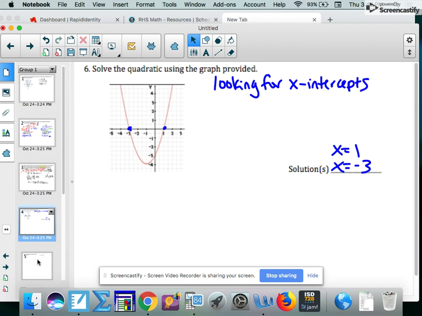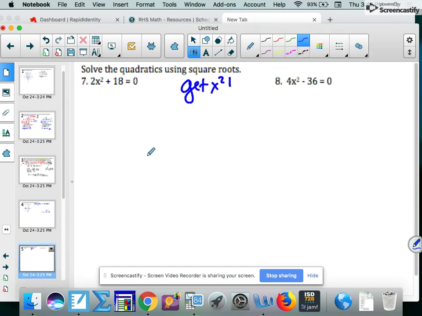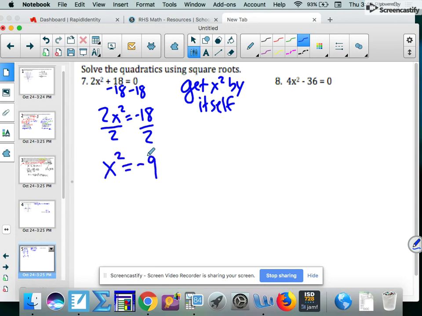Next up, using square roots. To solve using square roots, you need to get x squared by itself first. So this is not where you want it equal to 0. I'm going to -18, divide by 2. I get x squared equals -9. Some of you know from here, if not, I need to square root it to get rid of x squared. You cannot square root a negative, not possible, so it is no solution. If you tried putting it in your calculator, you would have gotten an error.